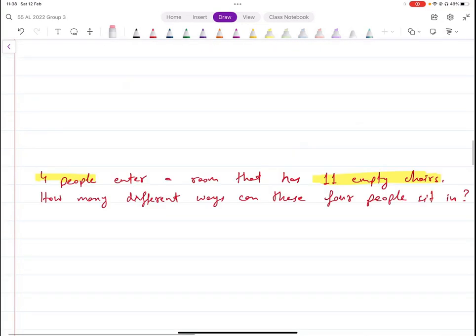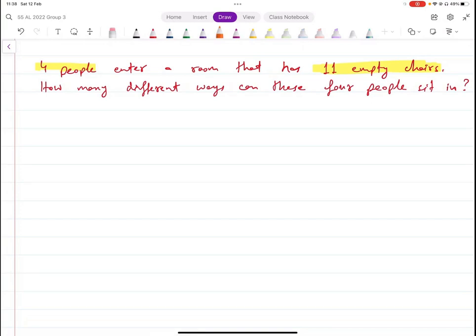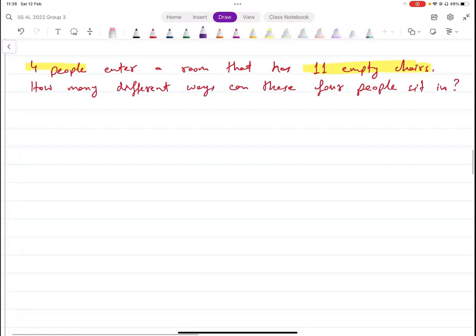But now we got a different case. We got 4 people and they enter a classroom that has 11 empty chairs. Now of course 4 people will sit on 4 chairs. Hopefully, right? So they can't sit on more than 4 chairs. In how many different ways can these 4 people sit?